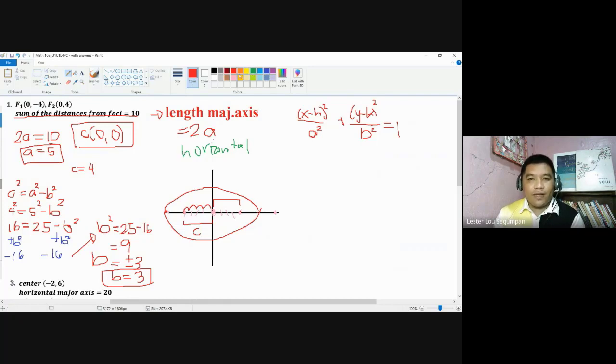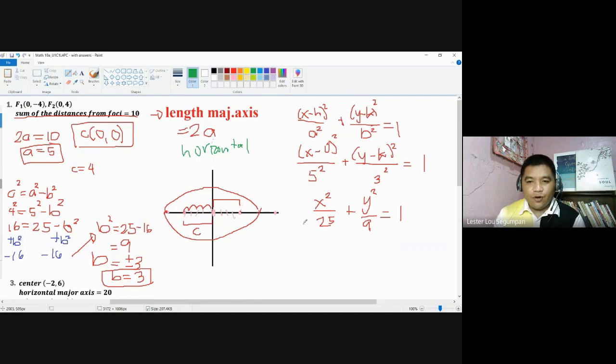And let's try to substitute all the values. So we have here x minus 0 as our center, and then squared over a squared, which is 5 squared, plus y minus k squared over b, 3 squared, is equal to 1. And simplifying the rest, you will have x squared over 25 plus y squared over 9 is equal to 1. This is your standard form.